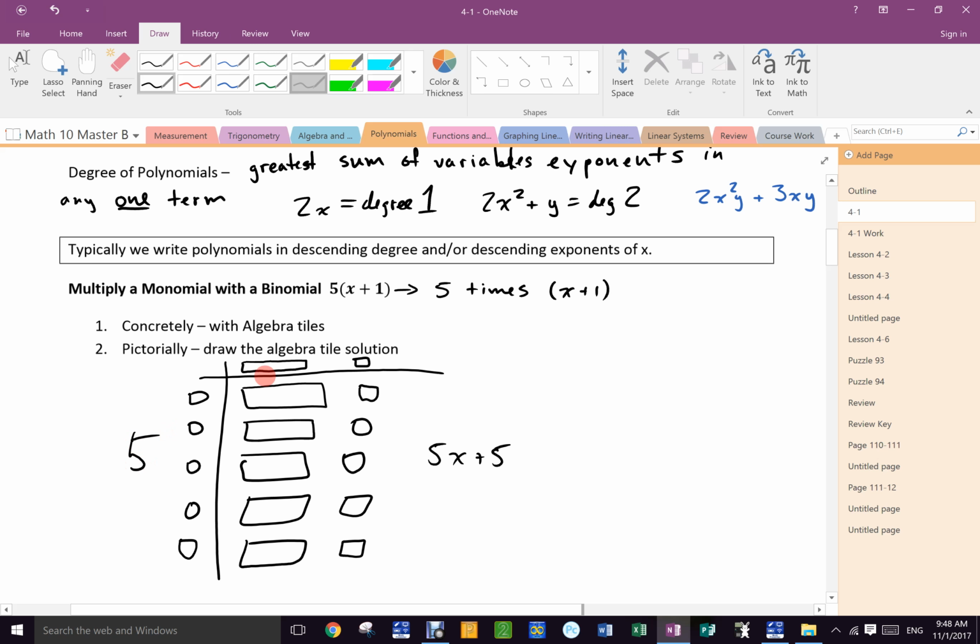There's my 5, and there is my x plus 1. The factors live out there, the answer lives in the middle. Now, a great many of you don't need to see this because you understand the distributive property, but some kids don't.